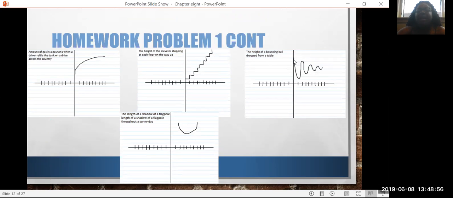Like you see at the beginning, when you drop the ball, it goes very far, but then when it hits the ground, it goes up, but it doesn't go as far when it's coming back down. And each time it's not as far down as the first time. And then the one at the bottom is talking about the flagpole, the U shape, throughout a sunny day. And as you see, it is definitely the U shape that I was talking about.